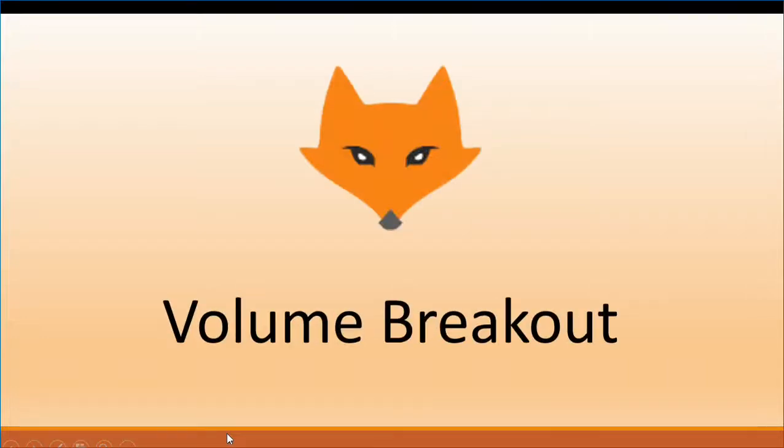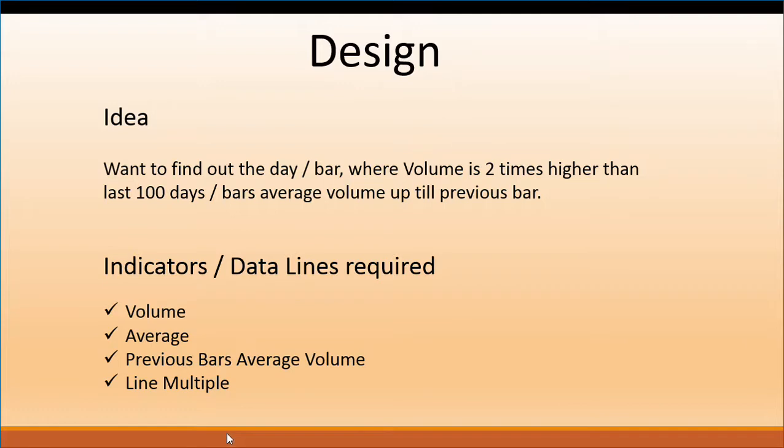Hi, let's look at the volume breakout signals, how we can plot this on charts. The idea here is I want to find the day or the bar where the volume is 2 times higher than the last 100 days average volume, and that is up till the previous bar.